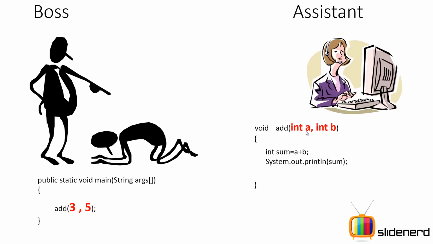Now as you can see, if the boss would have said add 7 comma 10, a would have got 7, b would have got 10 inside your assistant, and sum would be 17. Pretty simple, right? The assistant is capable of adding anything now. Now this is again good, but think about this.